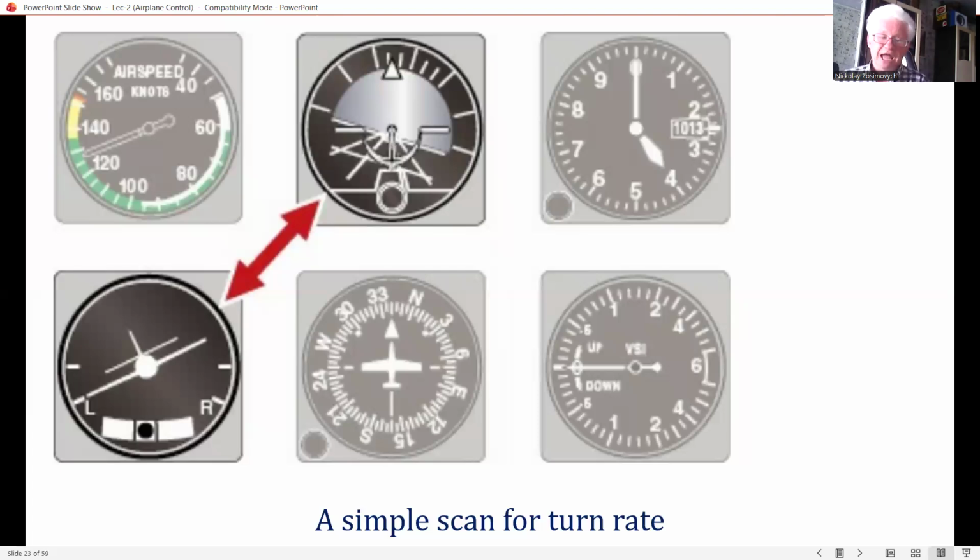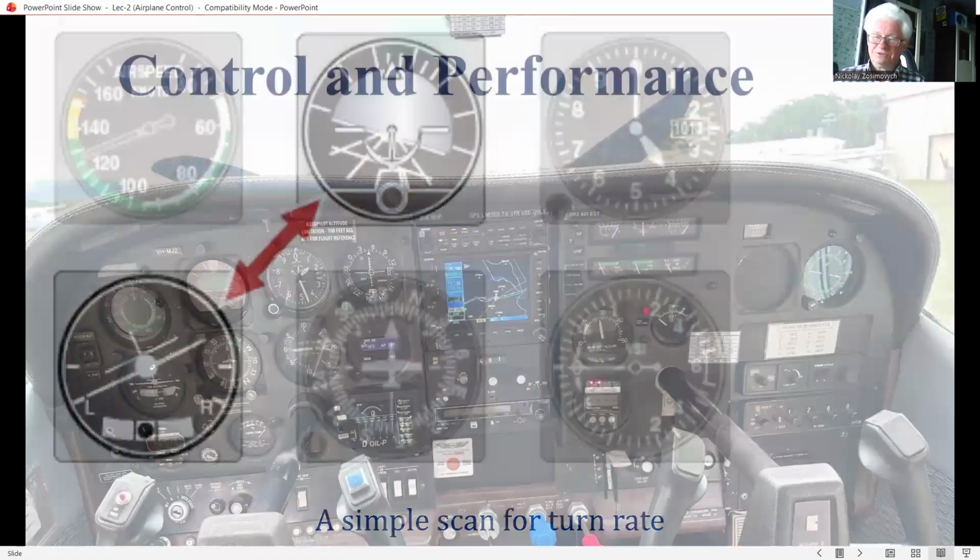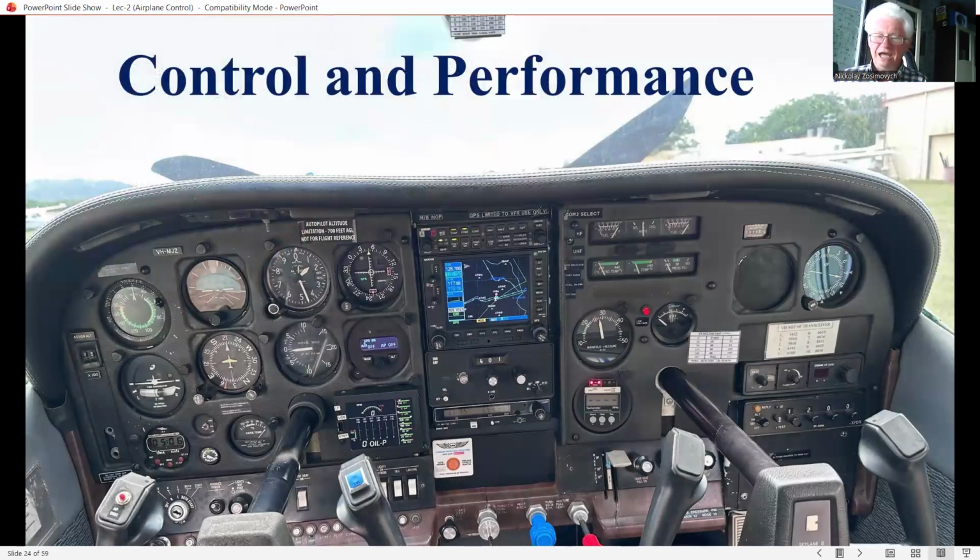Your control of the airplane is a response to the information derived from them. The better you scan, the more rapidly you get information, and the better you control the aircraft in instrument conditions. Okay? So, let's come to the next question of today's lecture: control and performance.